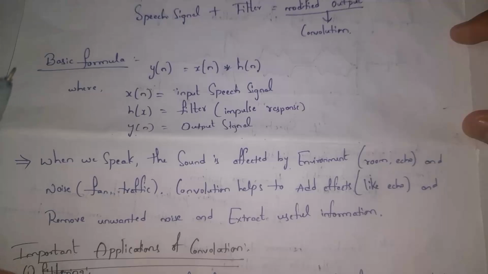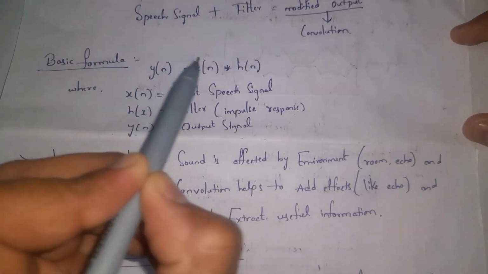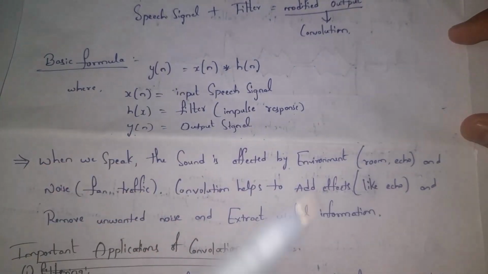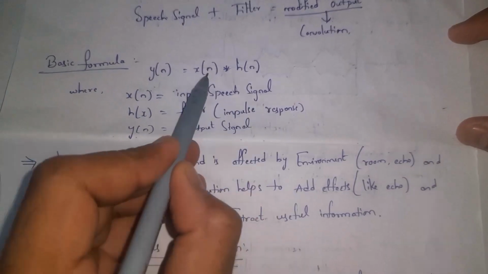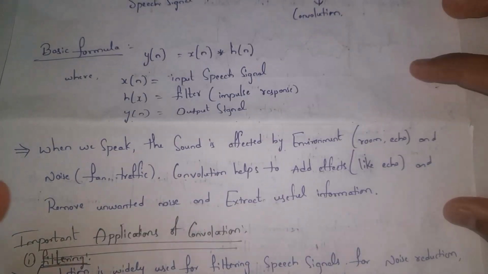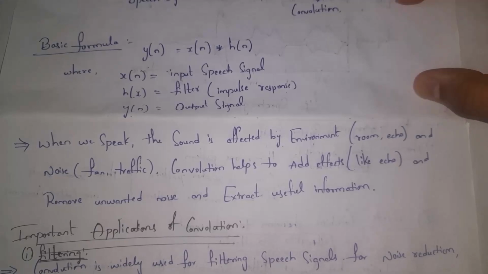This is the basic formula of convolution, that is y of n is equal to x of n convolved with h of n, where y of n is nothing but the output. Whatever output we get, that is y of n, and our output is a combination of the speech signal, which is x of n, with the filter. Filter is h of n. Guys, whenever we speak, because of the surrounding environment and traffic, there will be a lot of noise, and we can reduce that noise and improve speech clarity by using convolution.